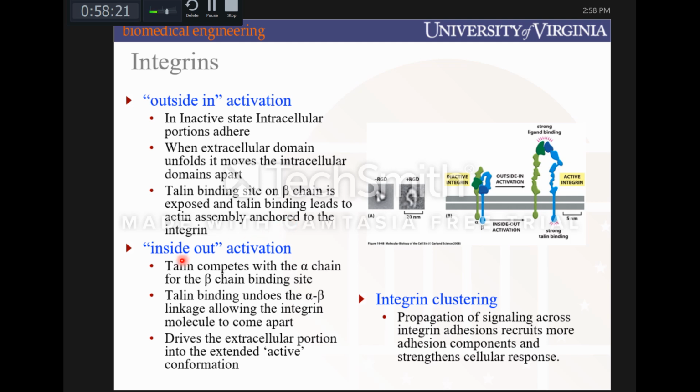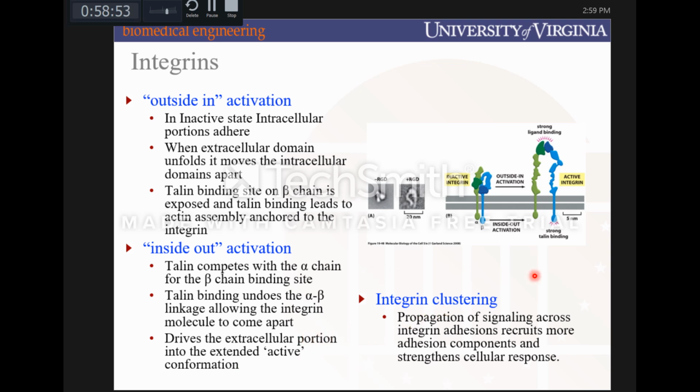So for the inside-out, this time talin competes for the alpha and beta binding sites. And if that event happens, this linkage is undone. So this is the closed conformation linkage. That linkage gets undone, and they're forced apart. And forcing them apart on this side forces the extracellular bits to unfold into their open conformation. So yeah, it drives the extracellular portion into this extended active conformation.